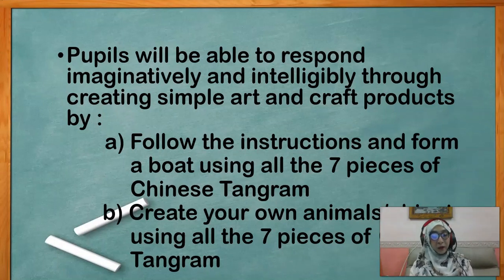So the learning objective of today is that pupils will be able to respond imaginatively and intelligibly through creating simple art and craft products by A, follow the instructions and form a boat using all the 7 pieces of Chinese Tangram. And then B, you will also be able to create your own animals or objects, you can choose either one, using all the 7 pieces of Chinese Tangram. These are the learning objectives of today. Alright, so let's go to our guessing game.